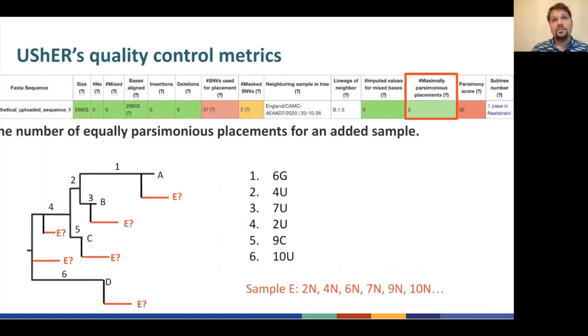The second quality control statistic is the number of equally parsimonious placements for a sample. That's the number of placements on the tree that require the minimum number of added mutations. You can think of this as a measure of the uncertainty inherent to a sample. Usually this happens when a sample has been contaminated with a strain that differs genetically. And in the example shown here, because each site has missing data, placements on each branch are equally good fits for the sample.